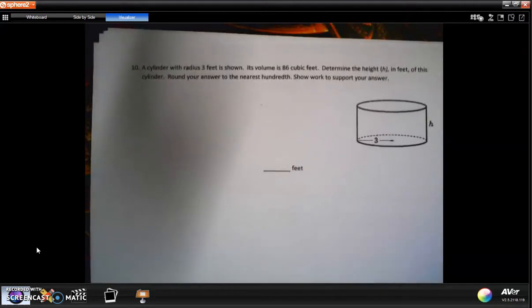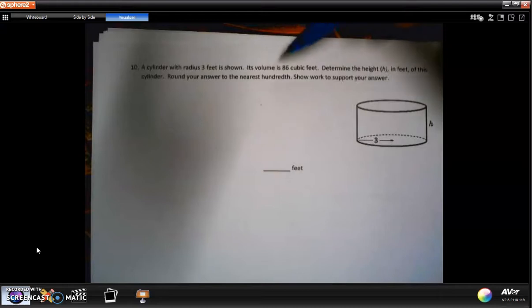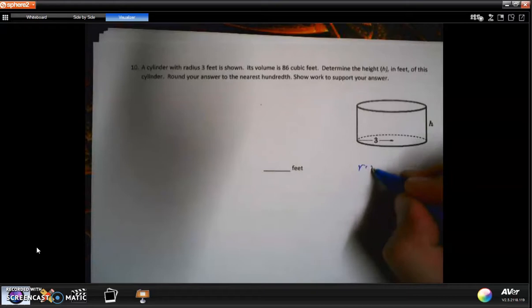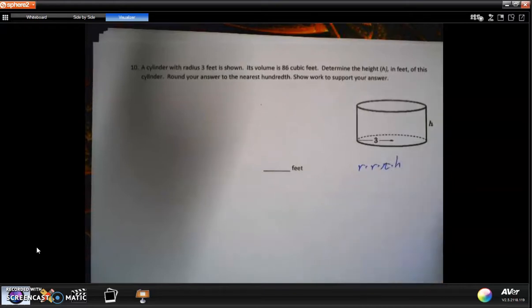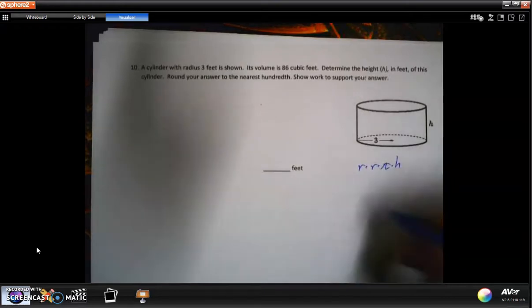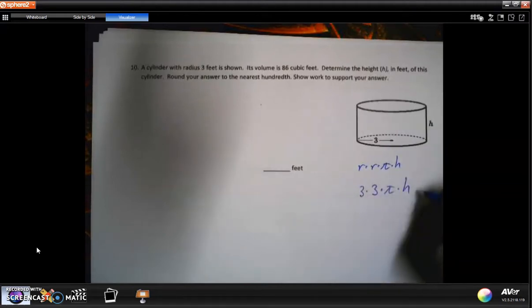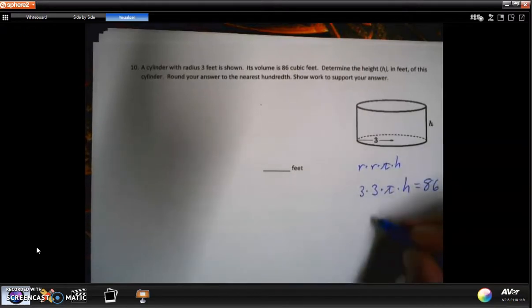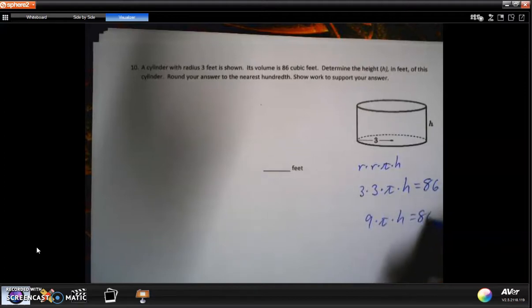Number 10, a cylinder with a radius of 3 feet is shown. Its volume is 86 cubic feet. Determine the height in feet of the cylinder. Round the answer to the nearest hundredth. So I know that it's radius times radius times pi times height. Well, that's 3 times 3 times pi times height, and that all equals 86 cubic feet. Now 3 times 3 is 9. 9 times pi times height equals 86.